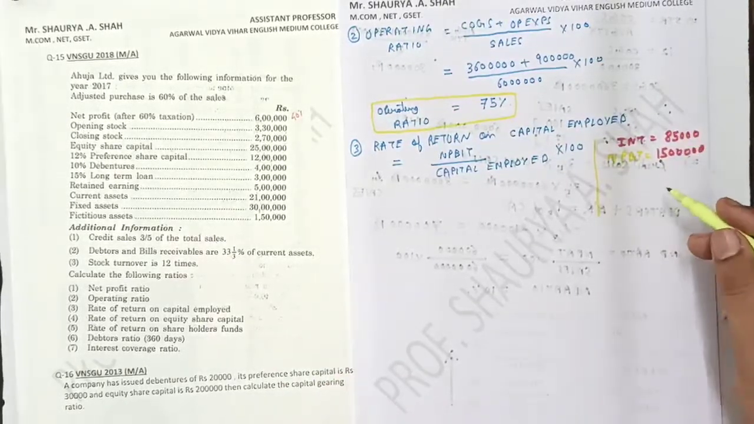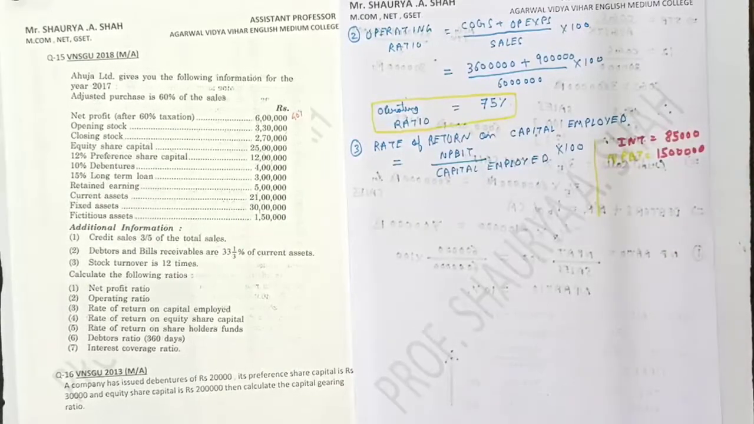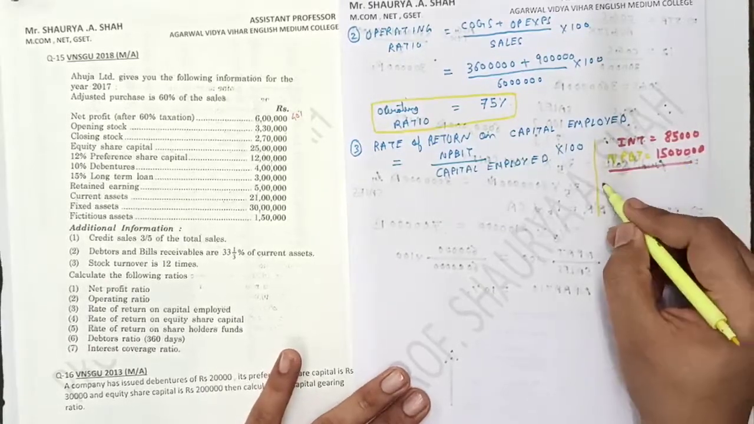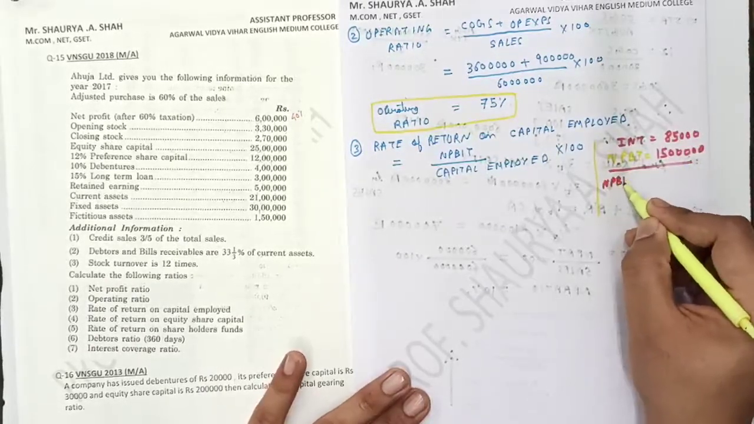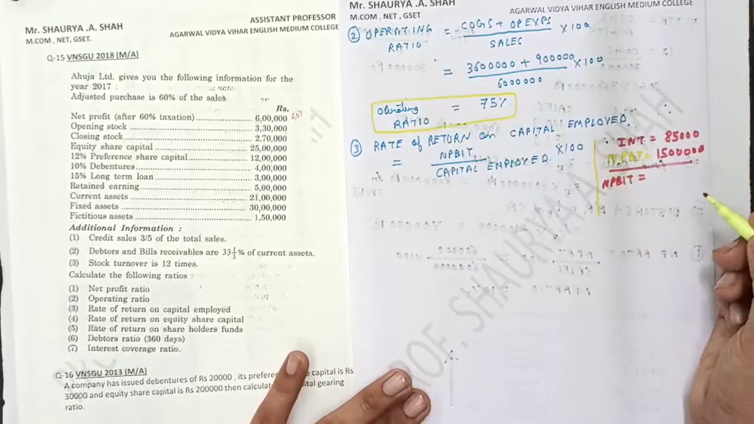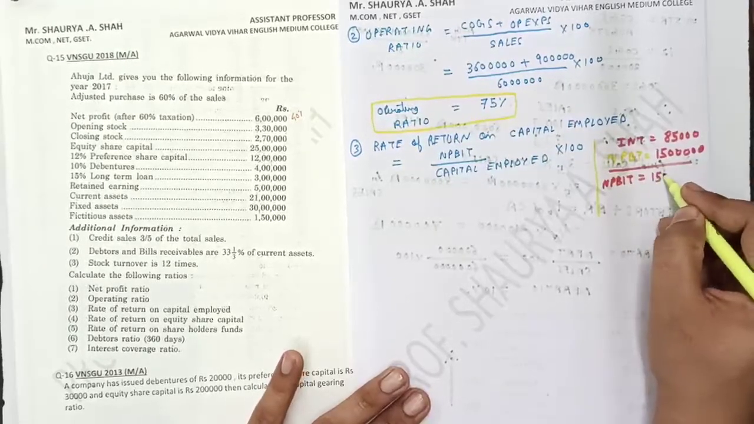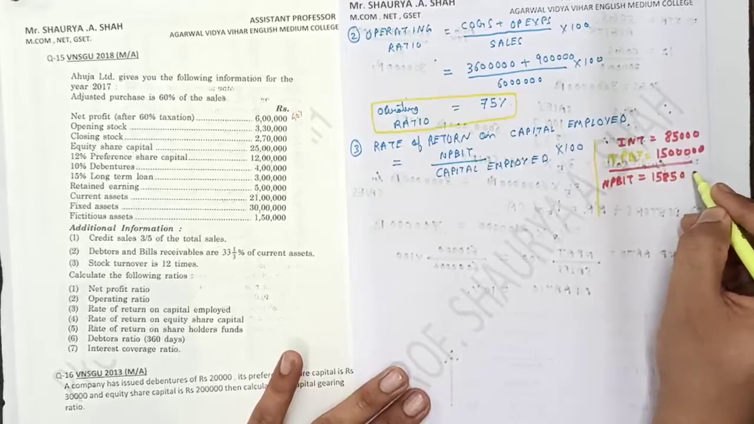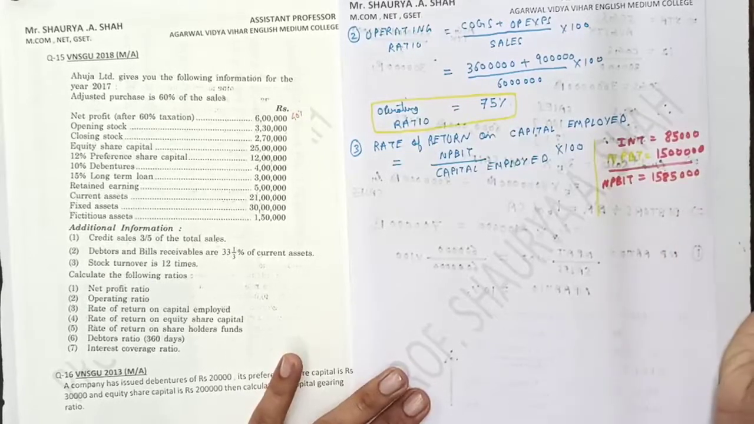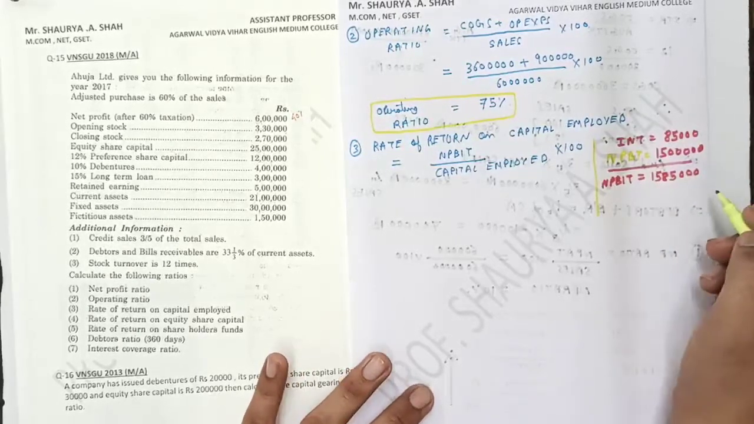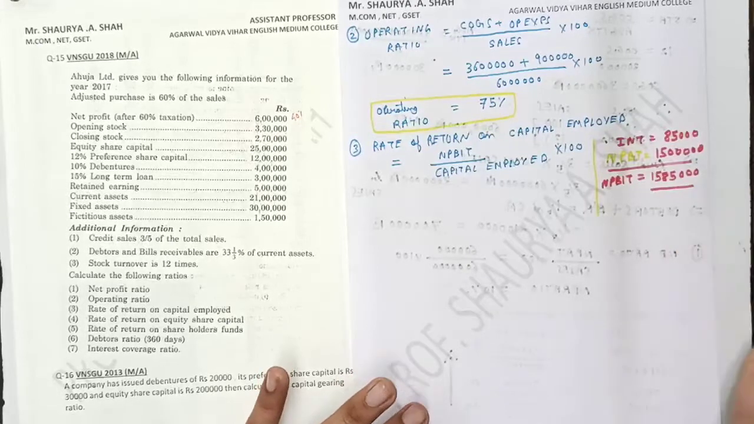So if it is my net profit before tax, right? If I want net profit before interest and tax, it gives me the amount of total 15 lakh 85,000, right? So 15 lakh 85,000 is my net profit before interest and tax.